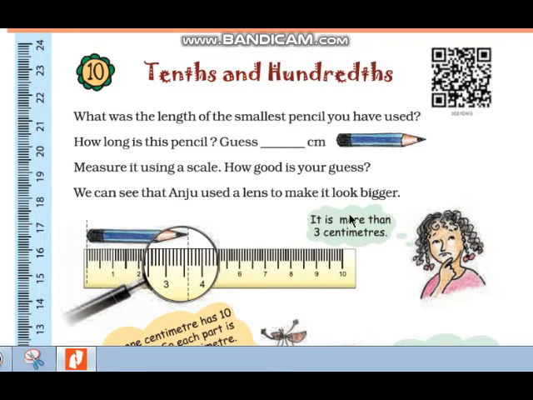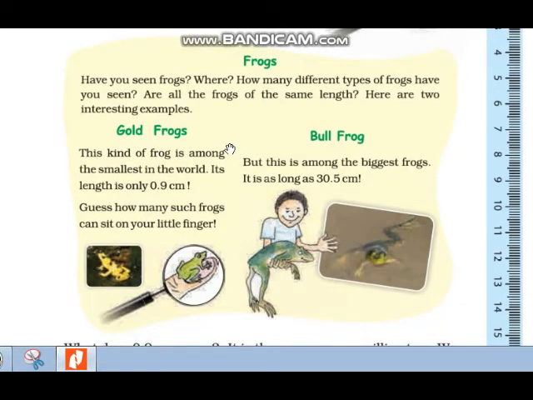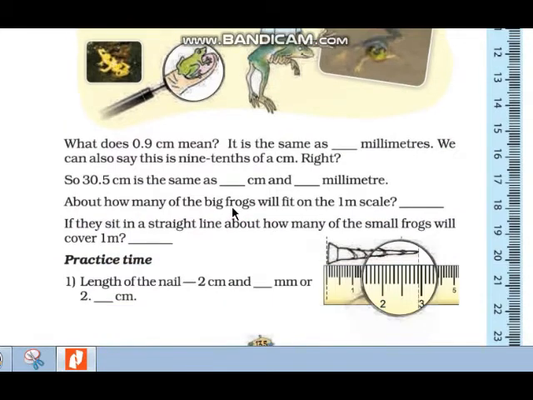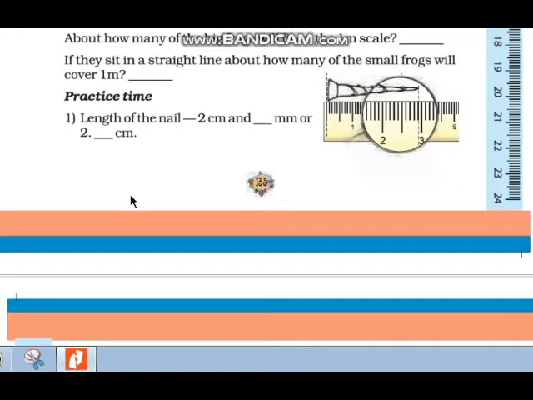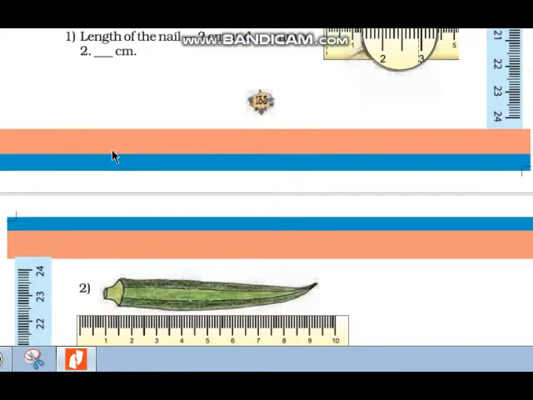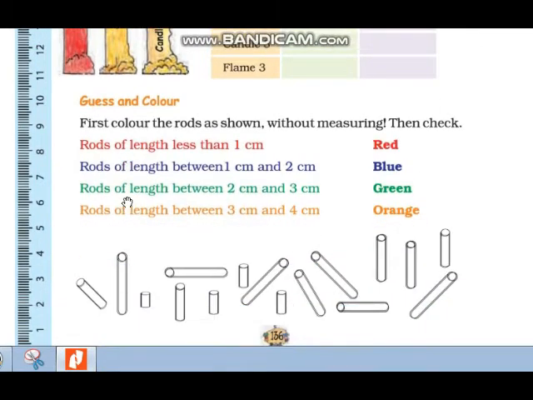We are discussing chapter number 10, tens and hundreds. In the previous session, we have solved some questions which are given on page number 135. And also we have solved some questions of practice time. Now let us continue with the new topic, guess and color.